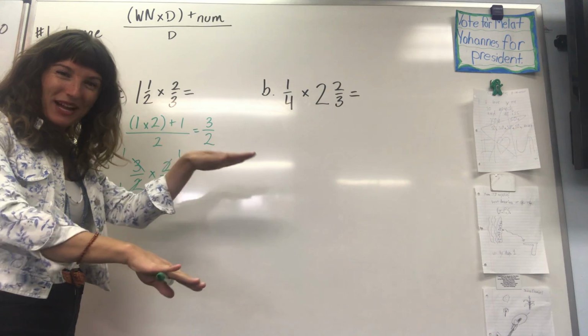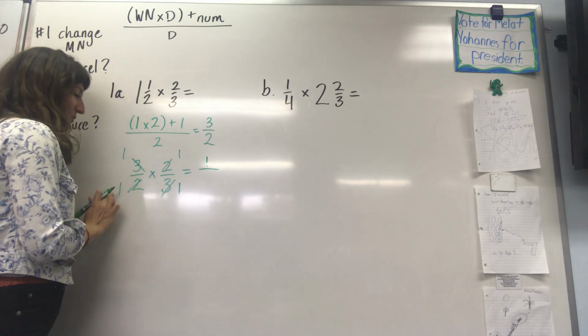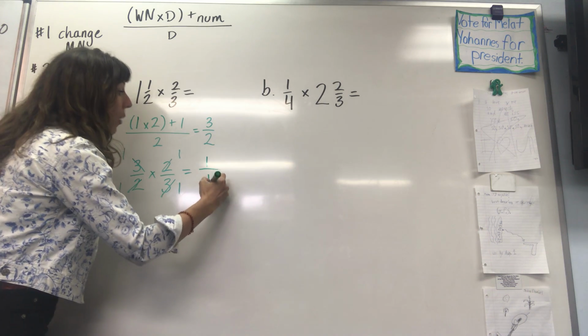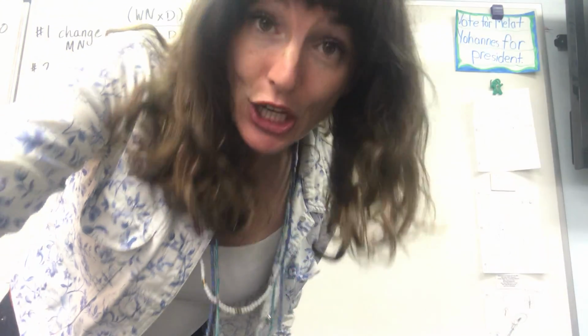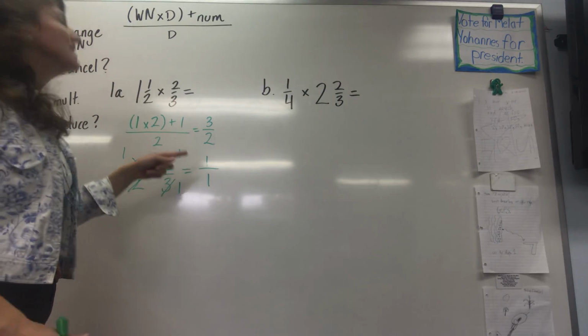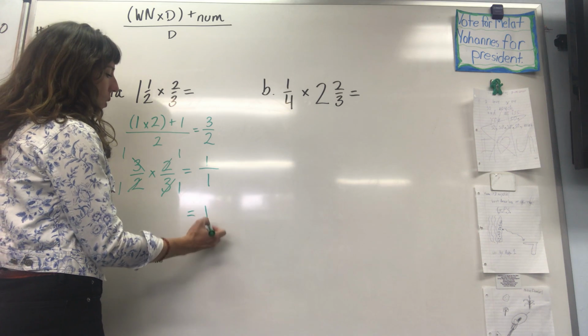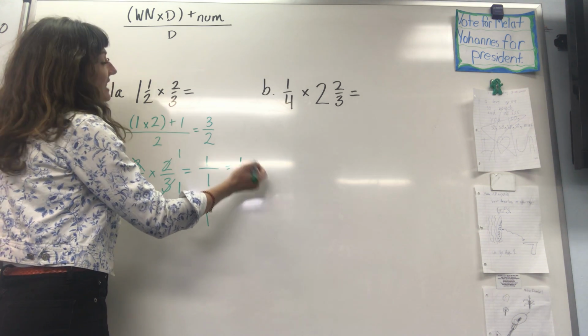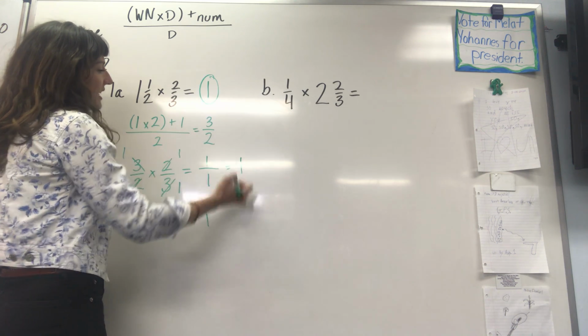And now we multiply across. 1 times 1 is 1. And 1 times 1 is 1. Do I need to reduce? I think I do. 1 divided by 1 equals 1. Or you can write it over here, that's fine. And then you take your original answer and you put it over there and you circle it.